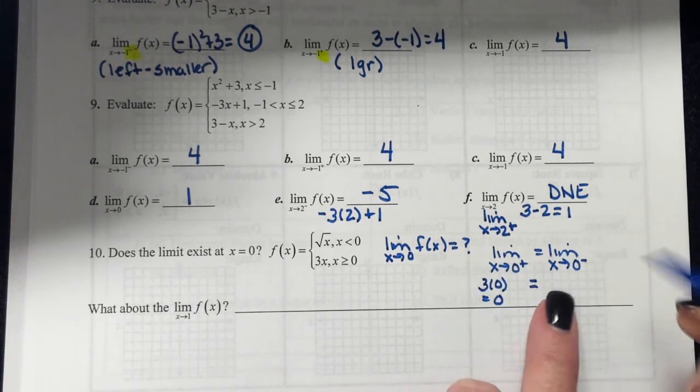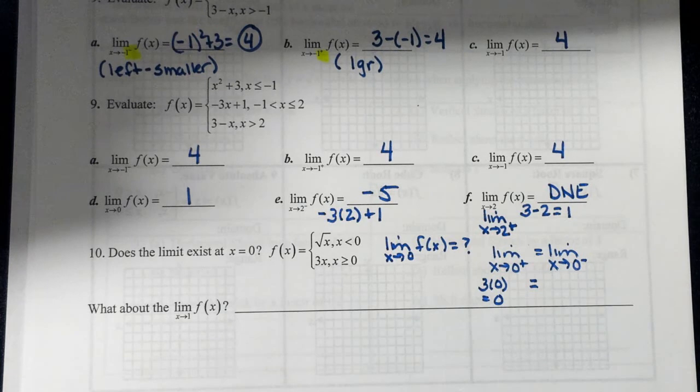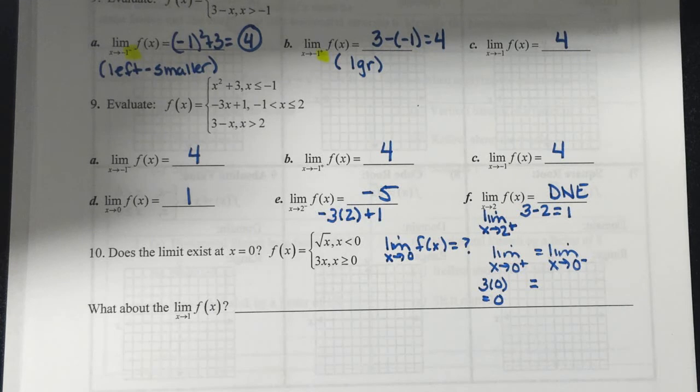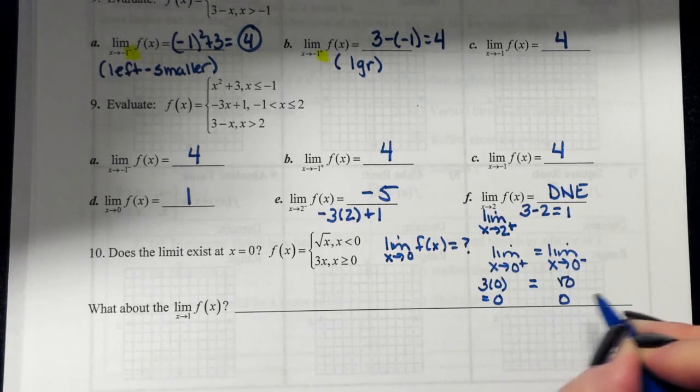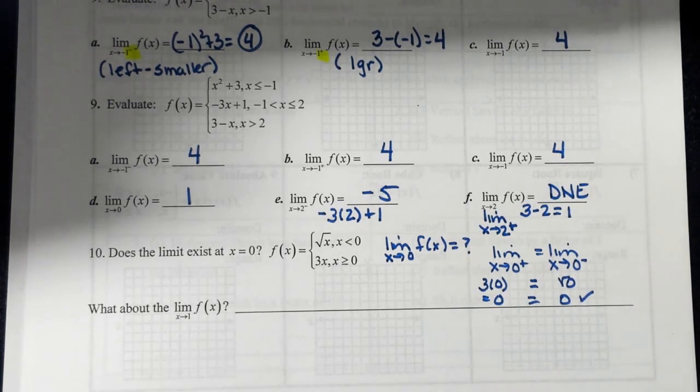So next I need to check what's happening with the limit as you're approaching 0 from the left, which means you're looking at x values slightly smaller. So where would I plug 0 into, the first equation or the second? First. So next I need to find the square root of 0. And what is the square root of 0? 0. So does 0 equal 0? Yes. So let me ask you the question again. Does the limit exist at x equals 0? Yes.